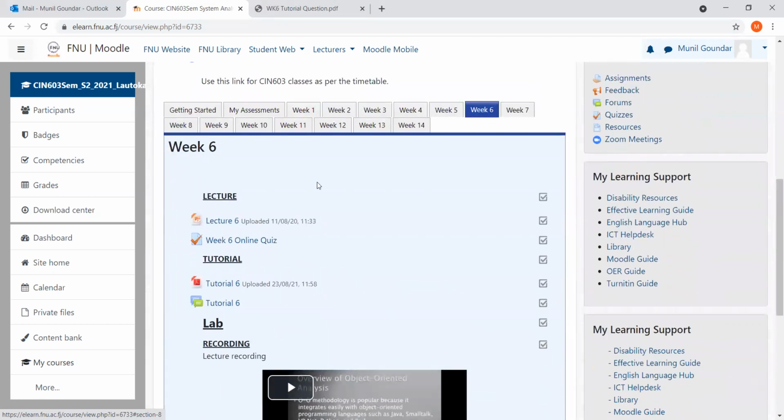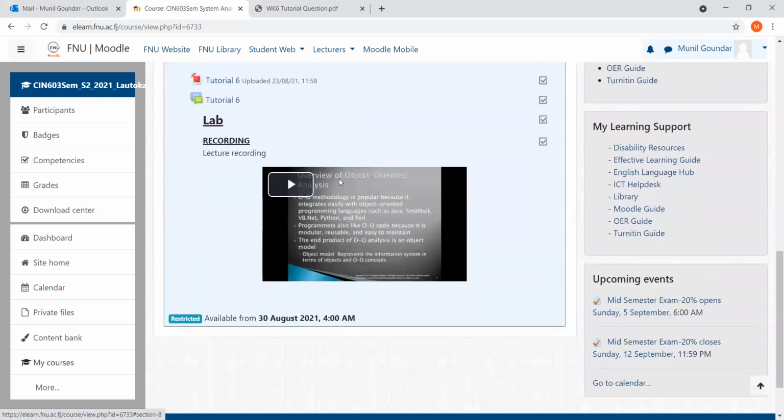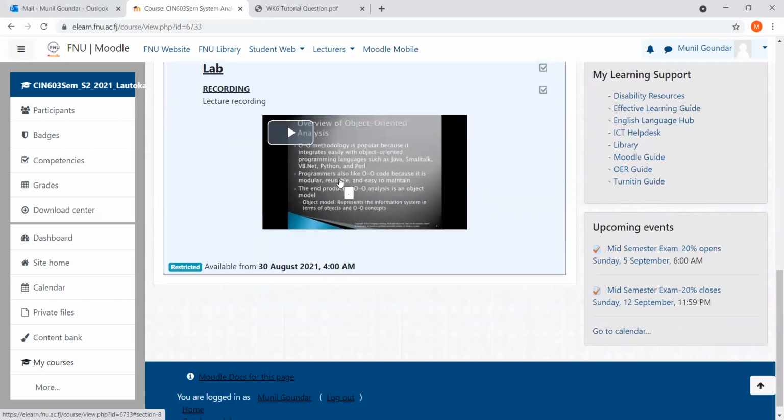Now, for your mid-semester exam, I think I've mentioned this in the lecture class and I will mention it yet again. I am testing all the way from week one to week six, including your lecture quizzes. So just in case you're not attempting your quizzes, you would want to attempt your lecture quiz before you start with your mid-semester exam. Okay, so please ensure to do so.